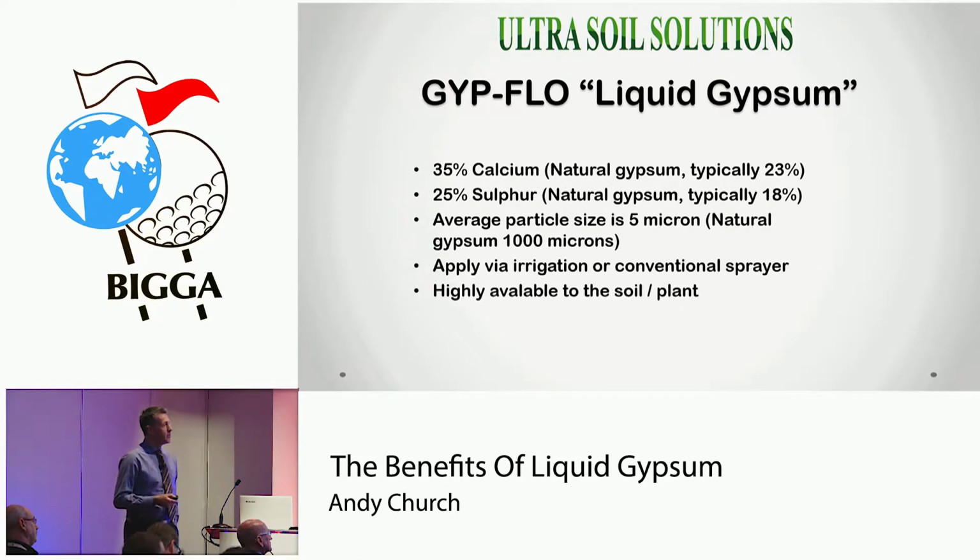It's highly available to the soil and the plant. If you were to apply a natural gypsum, you can wait typically 6 to 9 months before that calcium breaks down and is available or active in the soil, if you like. In this form, it starts to break down immediately, and it's immediately working on the soil. There's immediate benefits for you. There's not a lot of point in putting something down if you're going to wait 6 to 9 months for it to work. As I say, we need it to work straight away on specific problems.